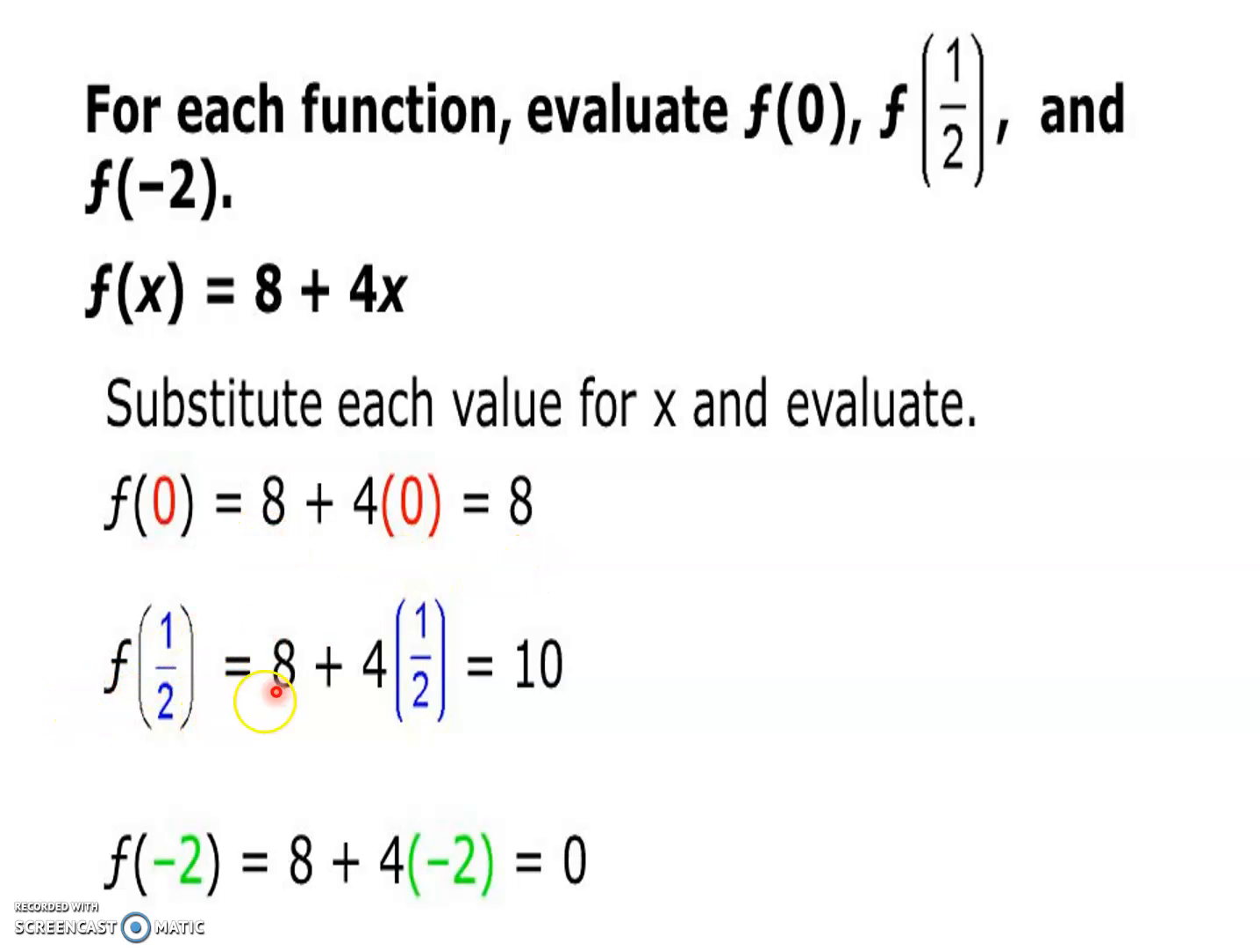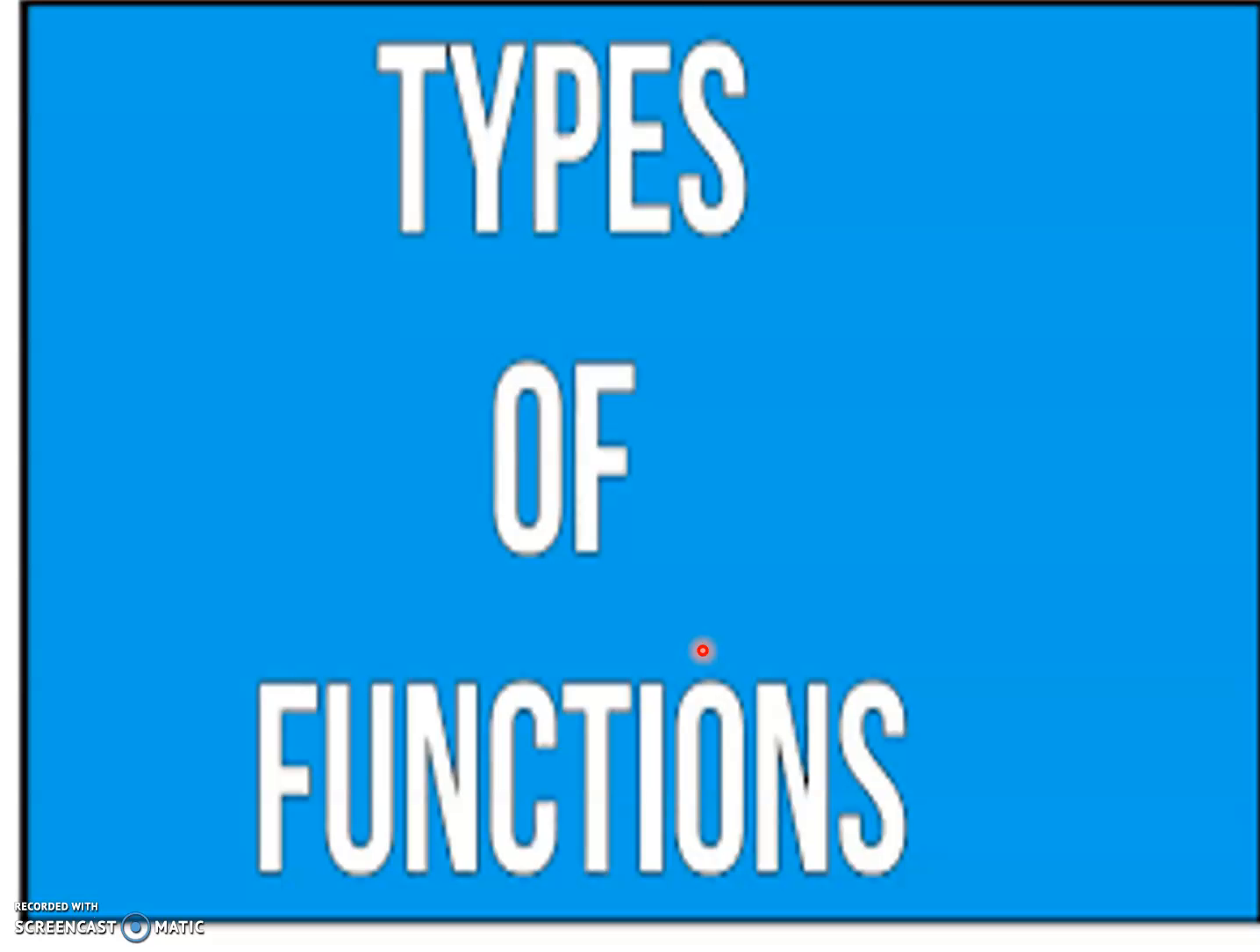f in bracket 1 upon 2: 8 remains the same plus 4 in bracket 1 upon 2. 2 2s are 4. 8 plus 2 is 10. We have to find f of minus 2. f in bracket minus 2 is equal to 8 plus 4 into minus 2, that is minus 8 plus 8. The value gives 0. Now, these are called the values of the function using constants in each algebraic pattern.